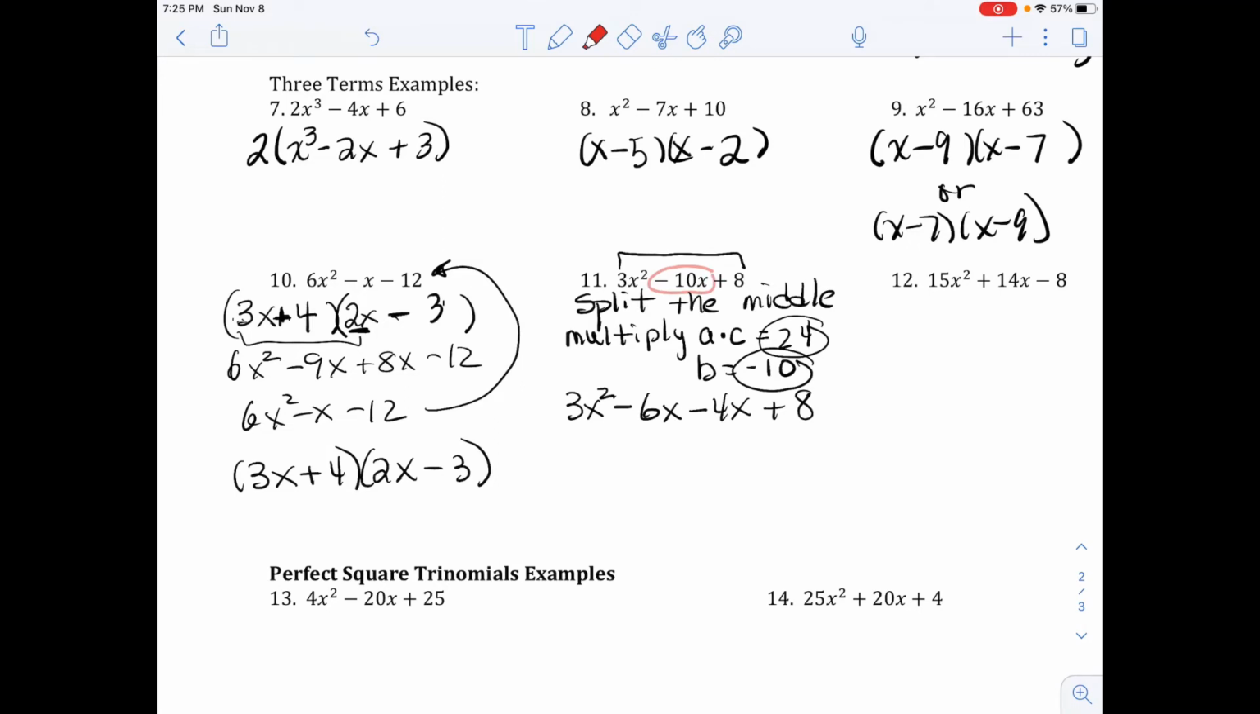So I want you to look at this, and I want you to look at this. See how they're the same? But we just split that negative 10 into negative 6 and negative 4. All right, now we're going to do something called factor by grouping. Factor by grouping means that you're going to group two terms together with two terms together. And then you're going to factor by grouping.